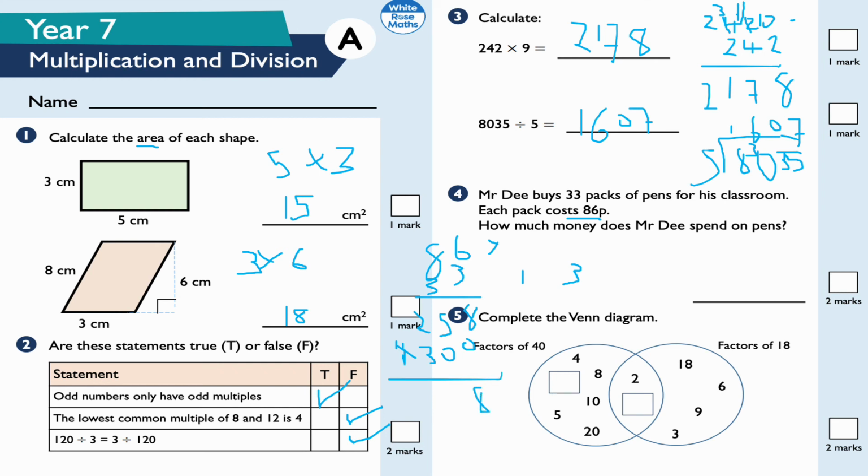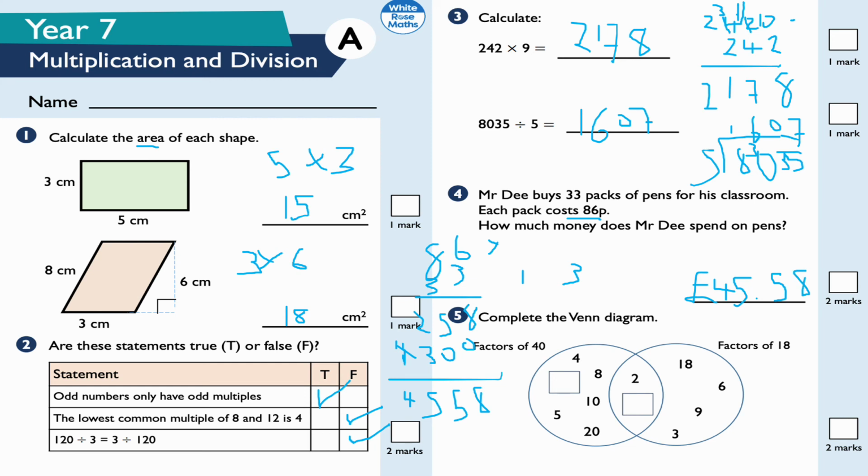That's going to be 8, that's going to be 5, that's going to be 5, and that's going to be 4. So the answer is £45.58.